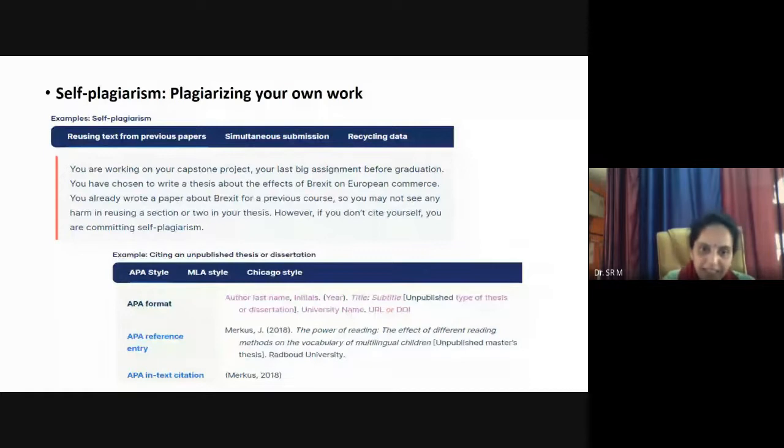And in the reference entry, it says Marcus, the last name of the author, then a comma, then the initials of the author's first name, and then the year, followed by the title, subtitle, unpublished master thesis submitted to the Radboud University. It makes it so clear about citing some source. So the APA in-text citation would be Marcus 2018. What he told, we will write there. Okay.